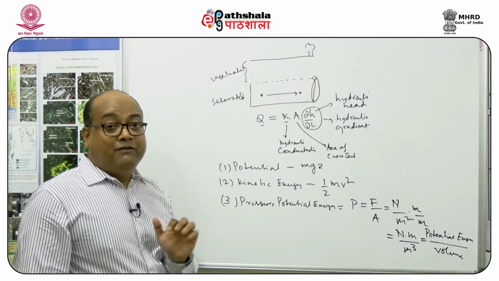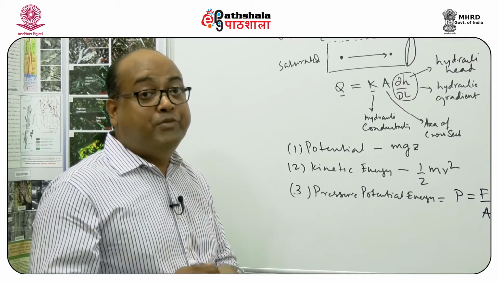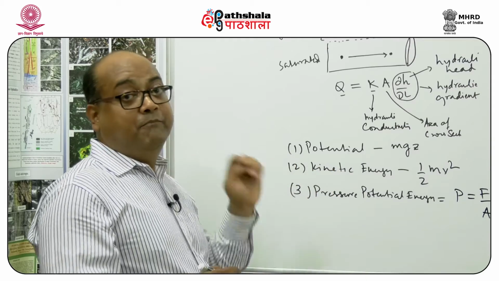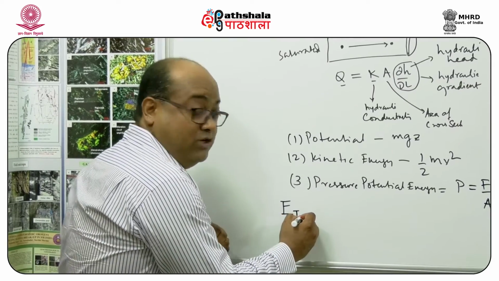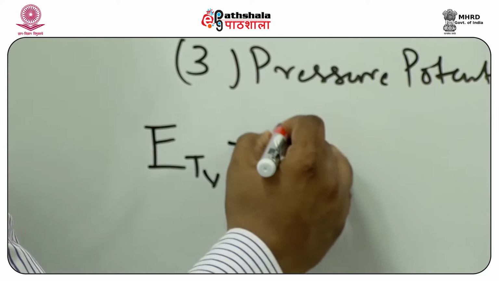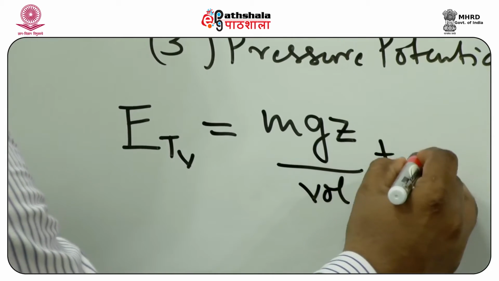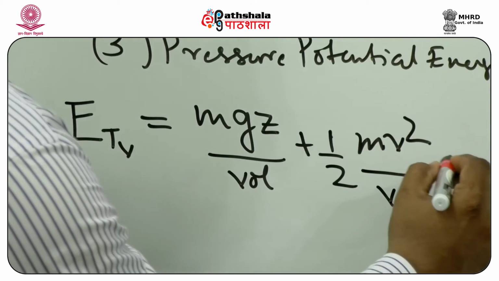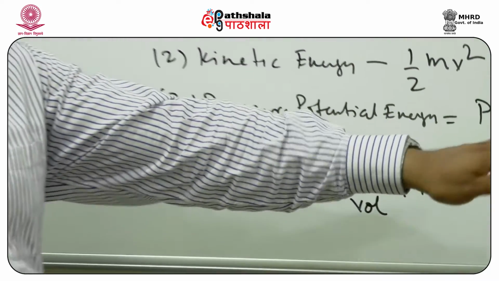So now if I sum up all these three energy terms, what is the total energy per unit volume? I am trying to represent the equation for the total mechanical energy per unit volume. I write the total energy as ET, and because it is per unit volume, I add another subscript V. So this is mgz divided by volume, plus half mv square divided by volume, plus P. I am leaving P as it is because P is already potential energy per unit volume.